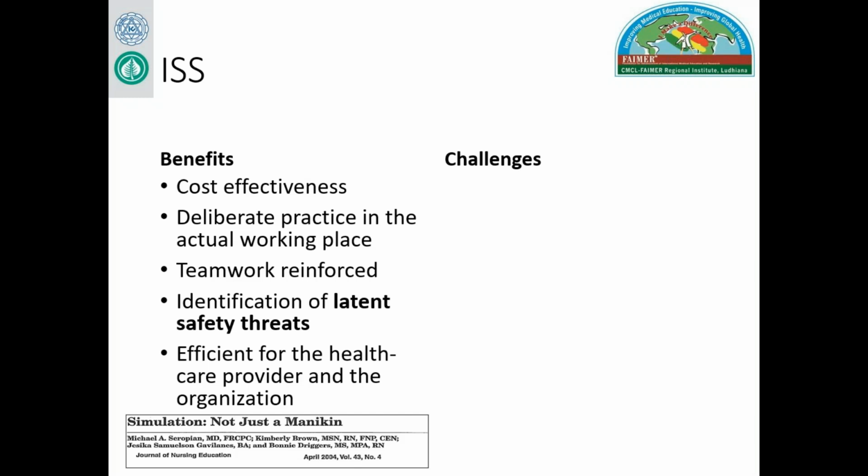And the other thing is efficiency. In this busy time, how many of us have time to go to the simulation center, which may be a little far from where we work and practice? And your administrator may also not be wanting to release you from your work to go for training. So here what happens is the trainees are on the job, and even the faculties are on the job. So it's very efficient for the healthcare provider and for the whole organization.